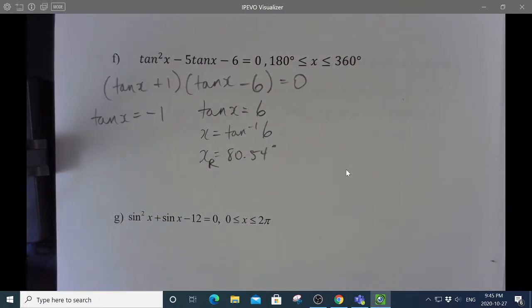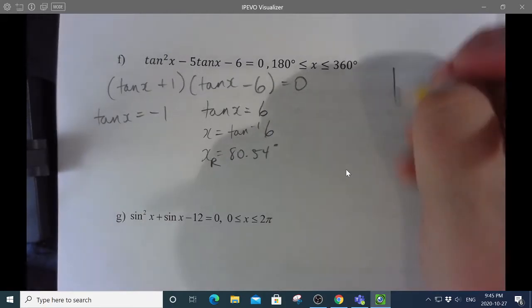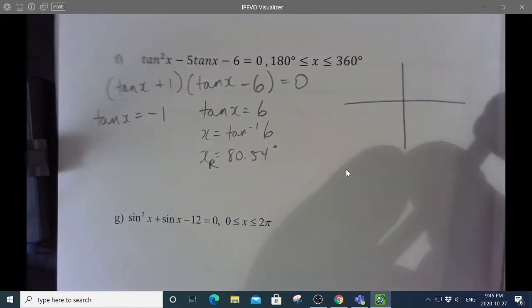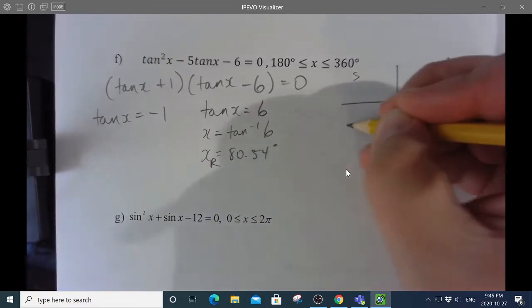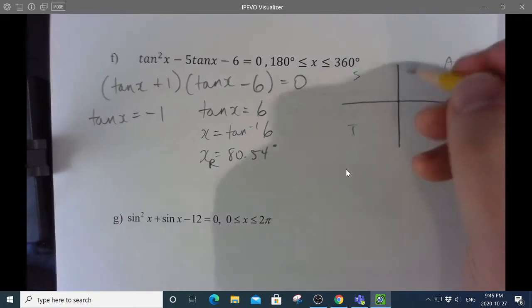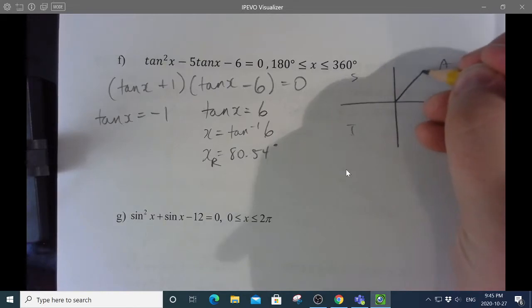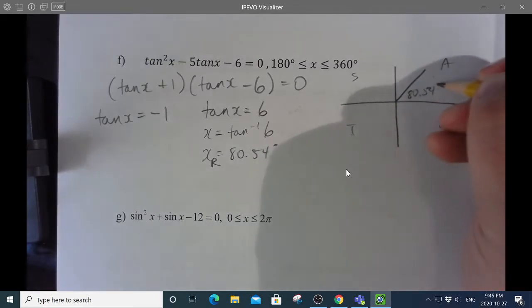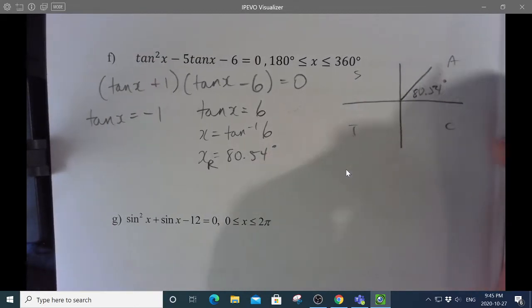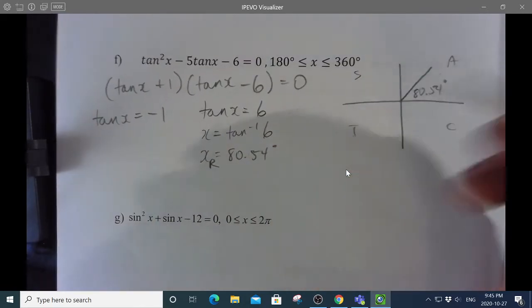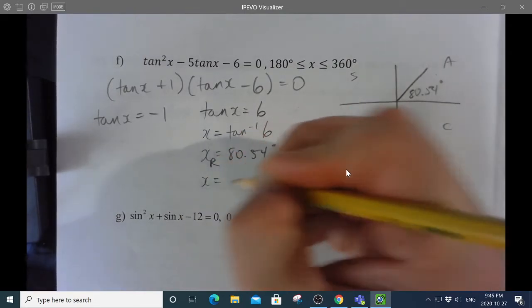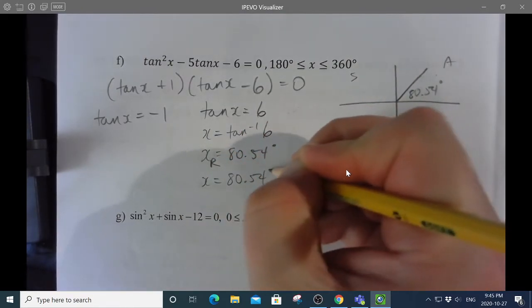So now over here I'm going to, again, make myself a sketch. And I'm going to ask myself, where's tangent positive? Oh yeah, tangent's positive here and here. So an 80-degree reference angle, 80.54 to be more precise, remember, angles in the first quadrant are their own reference angle, so the standard form angle is no different than the reference angle. So one answer will be 80.54.